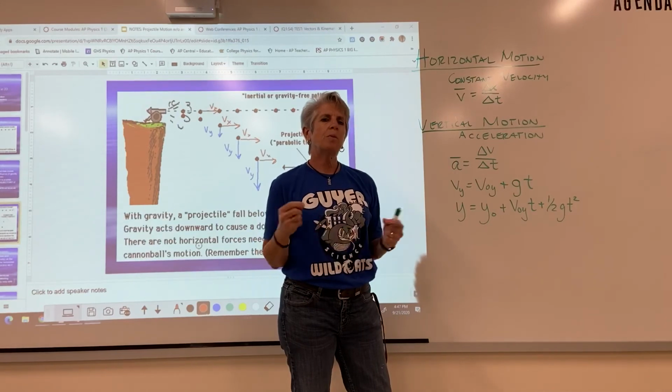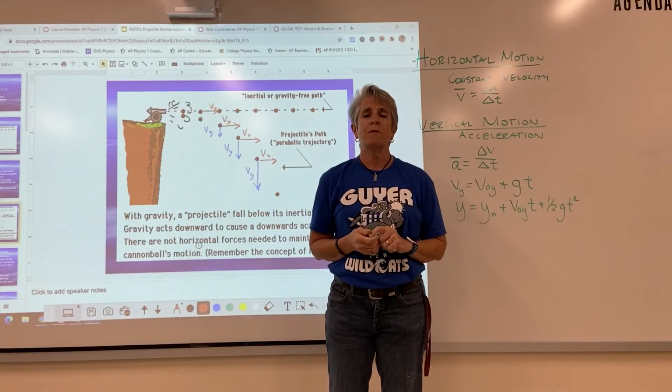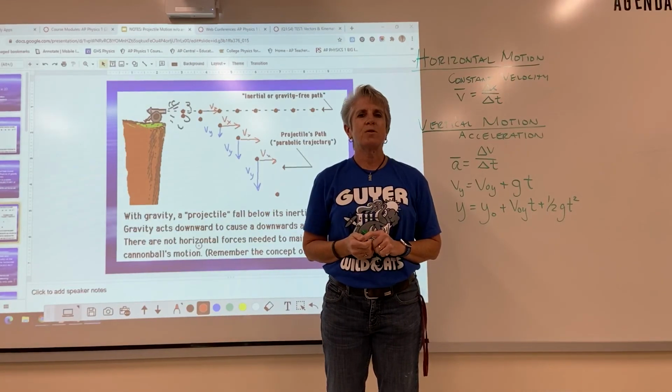When we put these two pieces together, we get that nice parabolic curve, that smooth curve. And this is what makes projectiles so interesting.